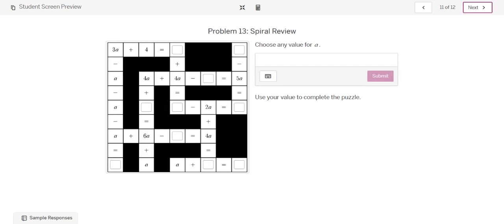And then you get to pick the A. Now, normally I would have picked 0 for A, but then I've got 0 minus 0 minus 0, I guess that still works out 0. But if I picked a number like 5, then I would have 3 times 5 plus 4. I get 19. 19 plus 20 is 39.